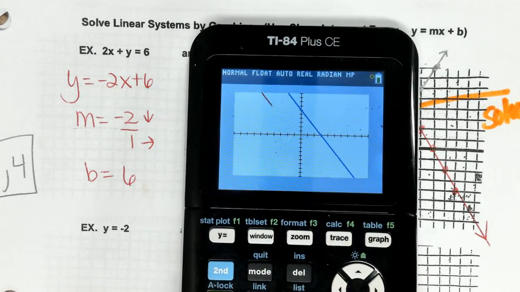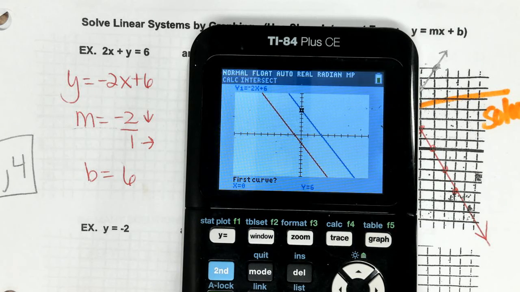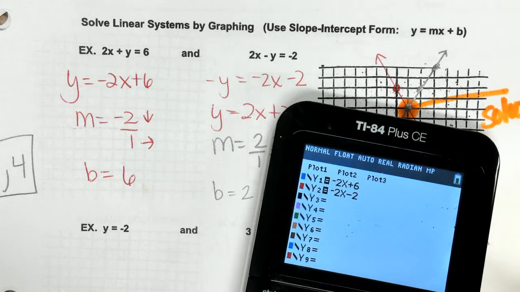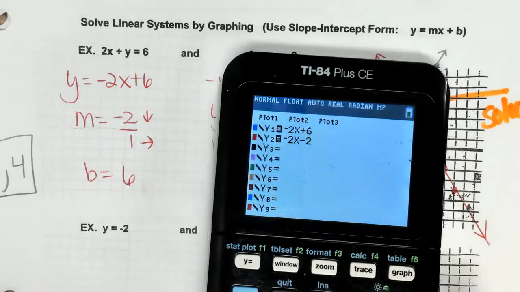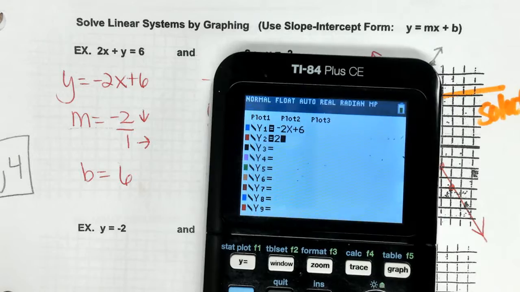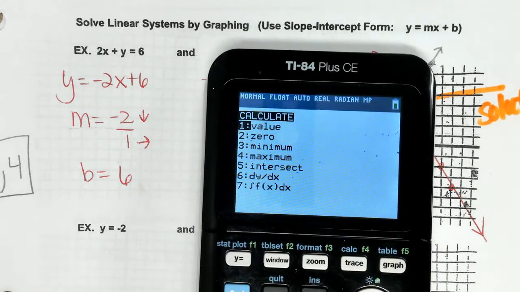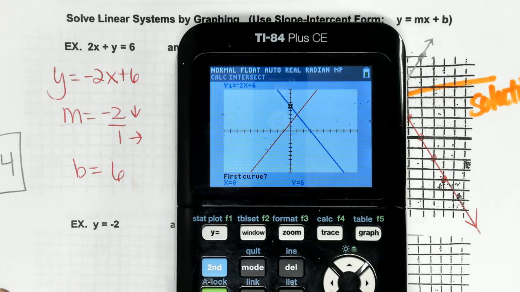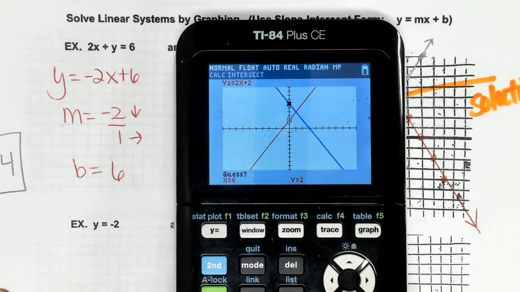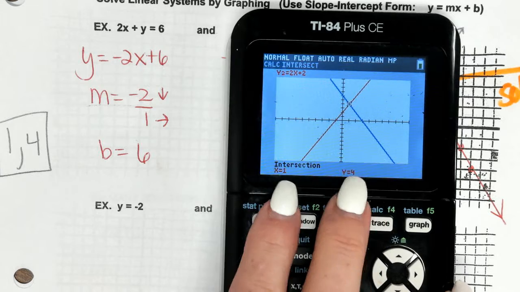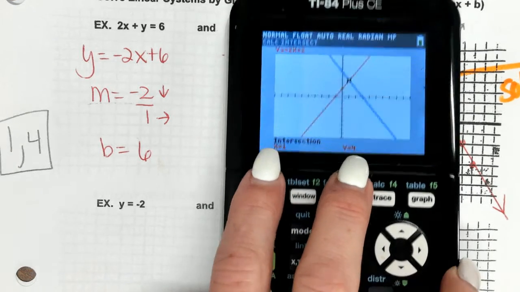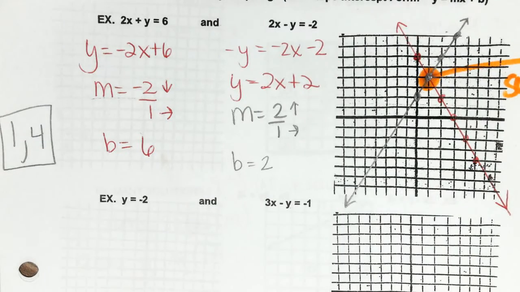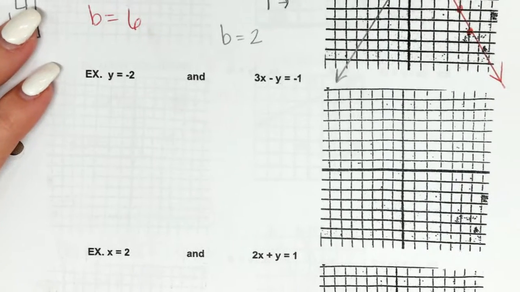Wait for it to graph. Did I put it in right? When you put negative on the second one, it's 2x plus 2. Oh, it was supposed to be positive. Yeah, I was like, there's no way that's right. Here we go. I made them parallel on accident. There we go. Hit enter, enter, enter, and there's your answer, 1, 4. Yes, are we good? All right, let's try the next one.